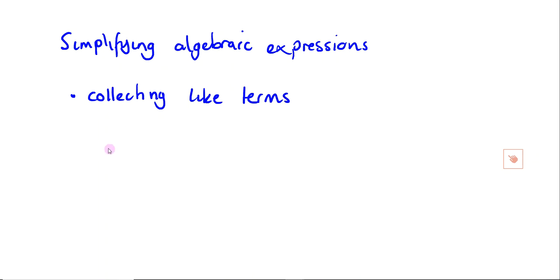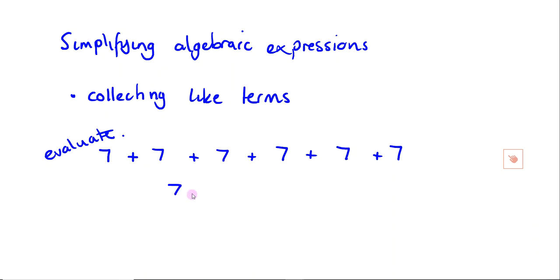Well, let me ask you this. How would you do this question? If I ask you to evaluate that, what would you do? 7 times 6. And why can I do that? Because there are 6 lots of 7 added together. So which one is simpler? 6 times 7. Less to write out, we've simplified it.